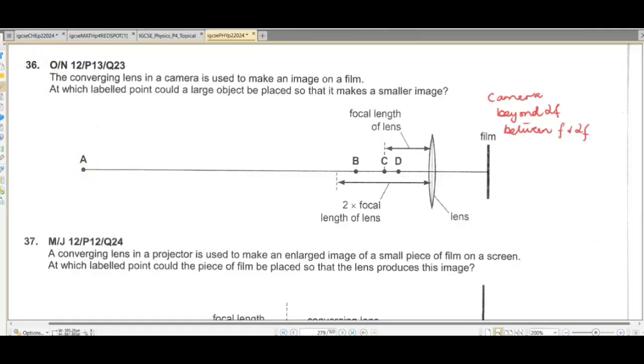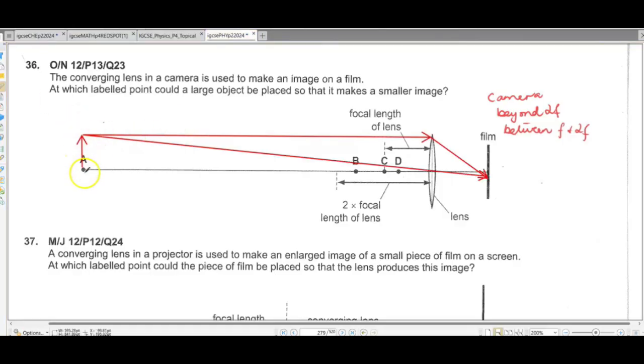I'll just draw a ray diagram for you so that you can see that if we place a big object at A, it is going to form a smaller image of that, a diminished image of that, on the screen. So here you can see that if the object was placed at A, it creates a very small, real and inverted image over here on the screen. So you can see that A is going to be our correct option for that.